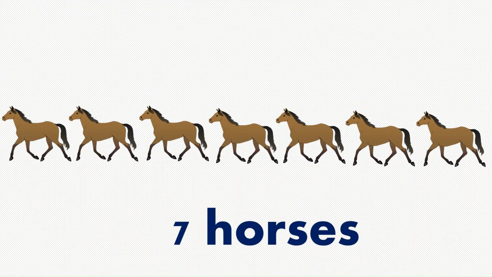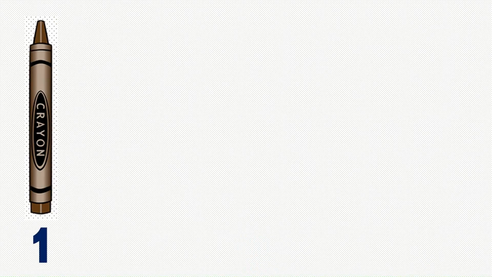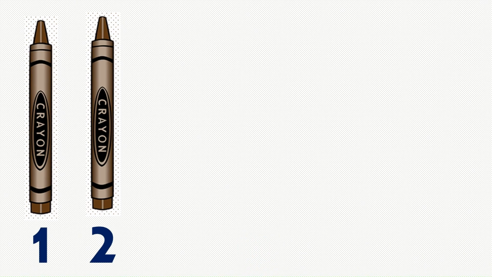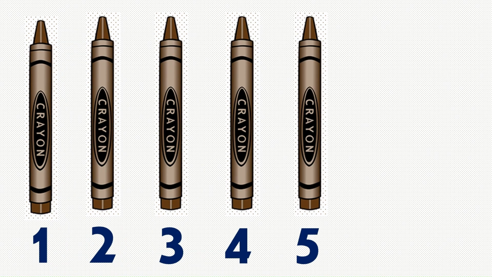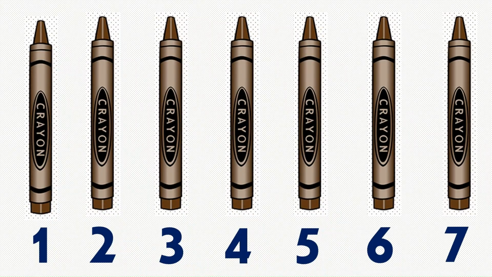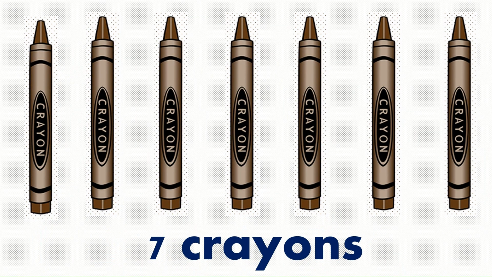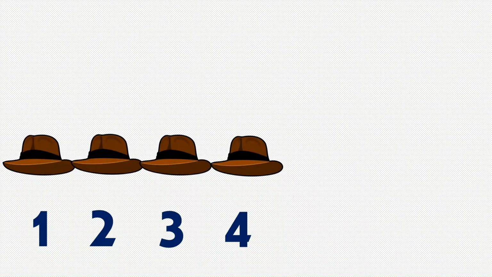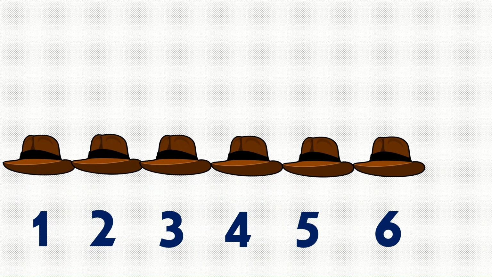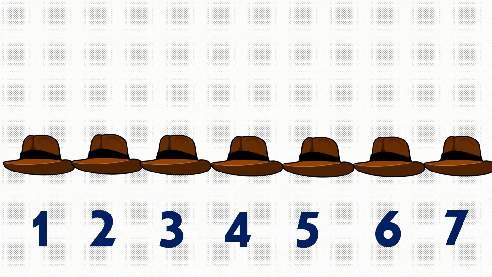7 horses. 7. 0, 1, 2, 3, 4, 5, 6, 7. 7 crayons. 7. 0, 1, 2, 3, 4, 5, 6, 7.